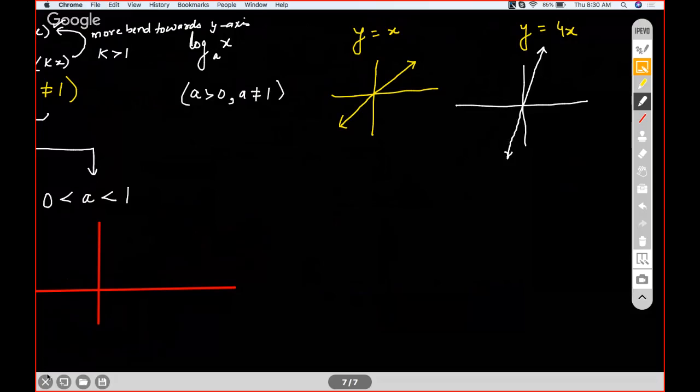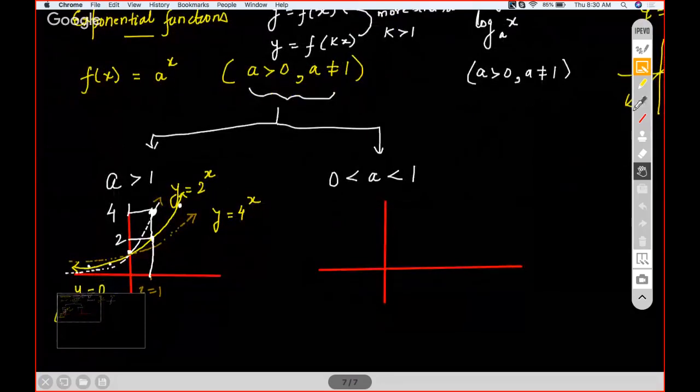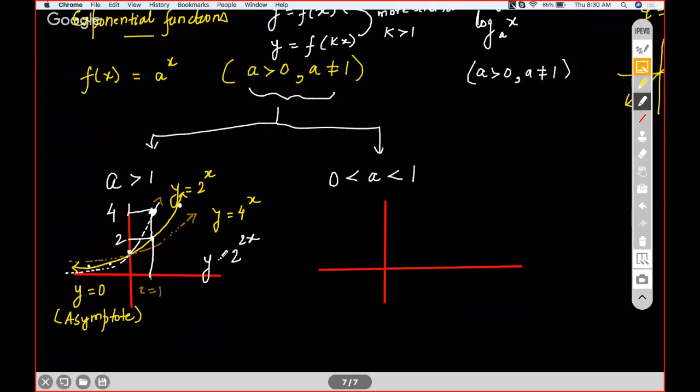So when you were doing this analysis, that 4 to the power x was 2 to the power of 2x, then I got reminded of this, because here now you're changing your x with kx, where k is greater than 1. So your graph will shrink more towards the y-axis, so it will bend like the white one. Right? Understood. So higher the value of the base, the more bending it will have towards the y-axis.